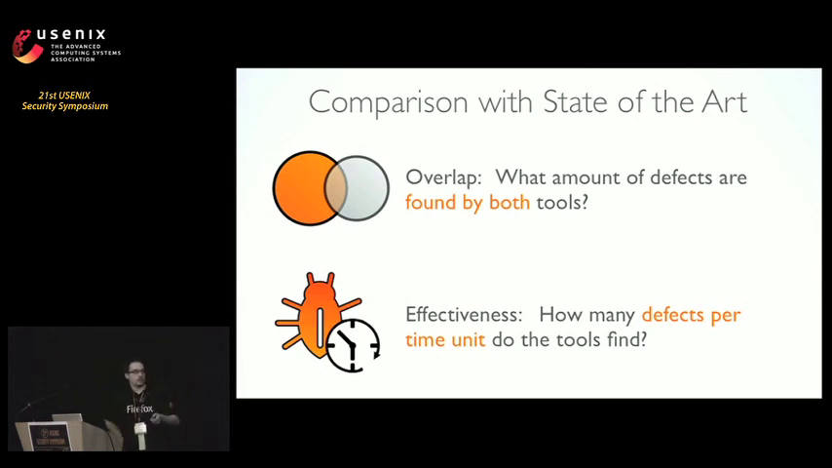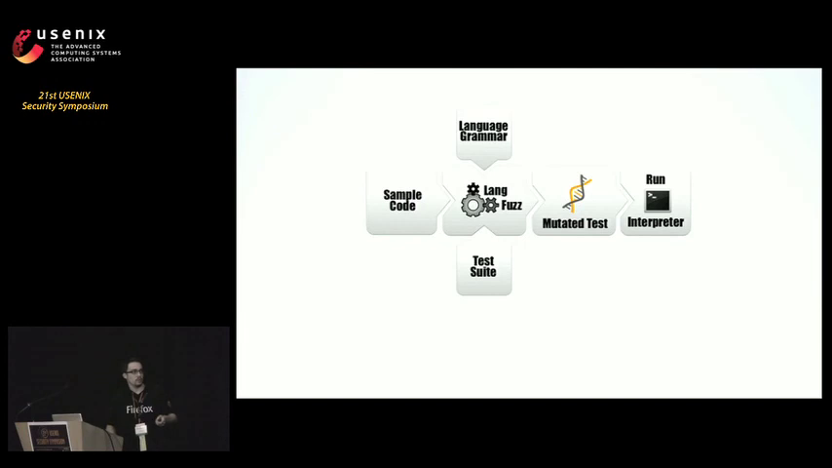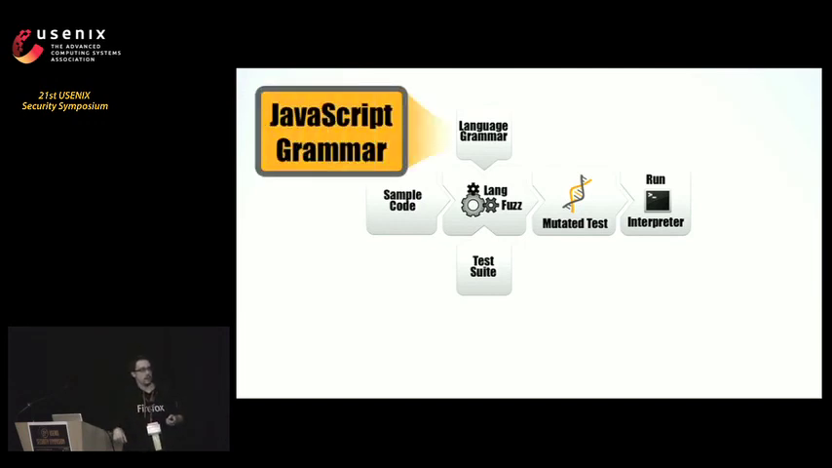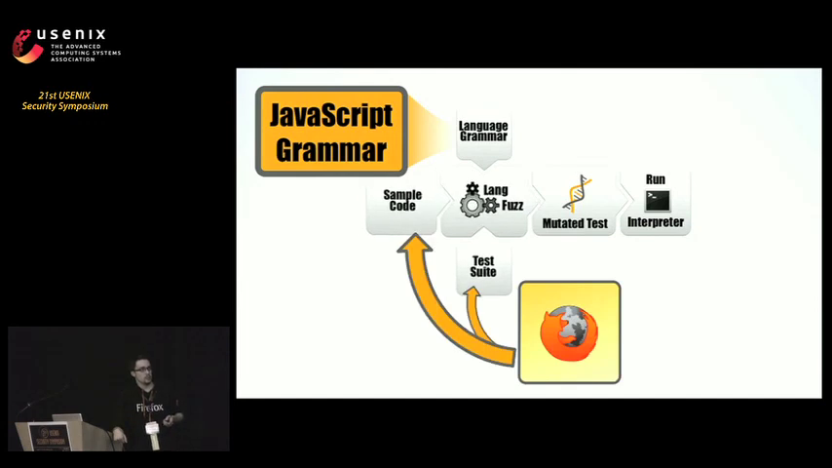Now, in order to evaluate these two things, we came up with an experimental setup where we use a JavaScript grammar for LangFuzz, and we use the code base from Mozilla to provide the test suite and the sample code and the interpreter that we run to test the mutated JavaScript we generate. The question is now, though, which version of Firefox would you use here for testing? Would you just pick a random version here? That's not going to work.